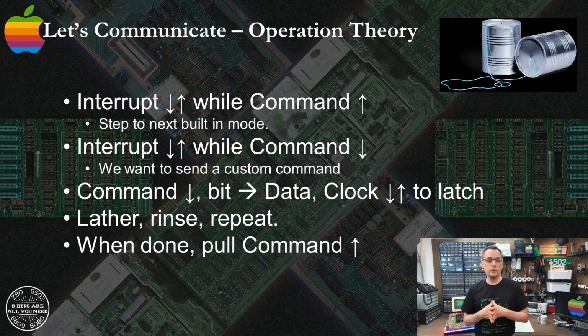the Arduino. While in this mode, command pulled low, we put data on the data pin and then toggle the clock pin low to high to latch in that data bit. We repeat that for all of the bits that we want to send to the Arduino. Once we are sending commands, we pull command back to high. This tells the Arduino we are done and to go parse and execute the command that we just sent.